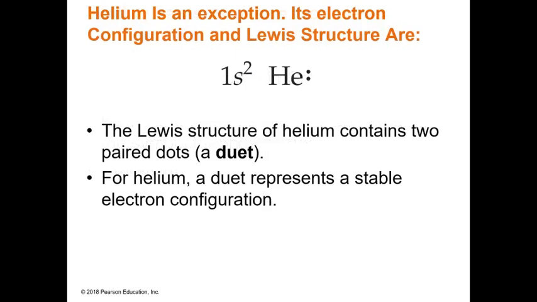Helium is an exception to the octet rule. It only needs 2 electrons to be stable, a configuration called a duet. So even though helium is in group 8A, its Lewis structure shows just 2 dots. For helium, this duet represents a full shell.